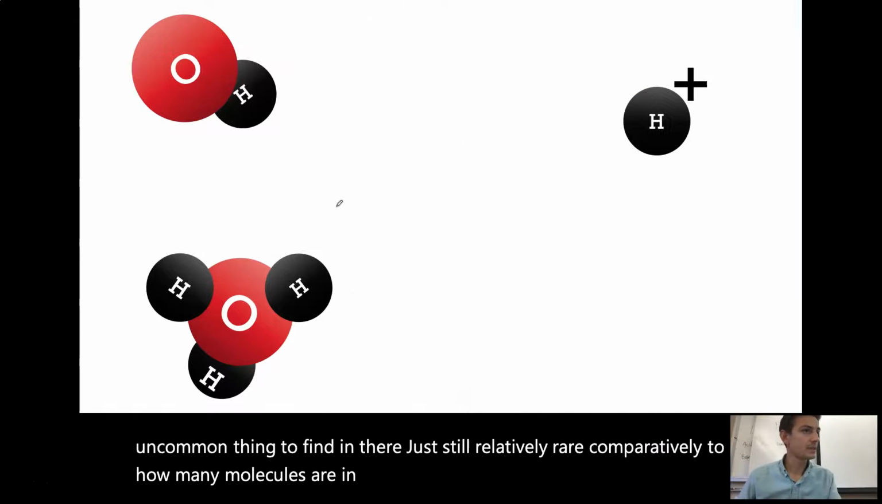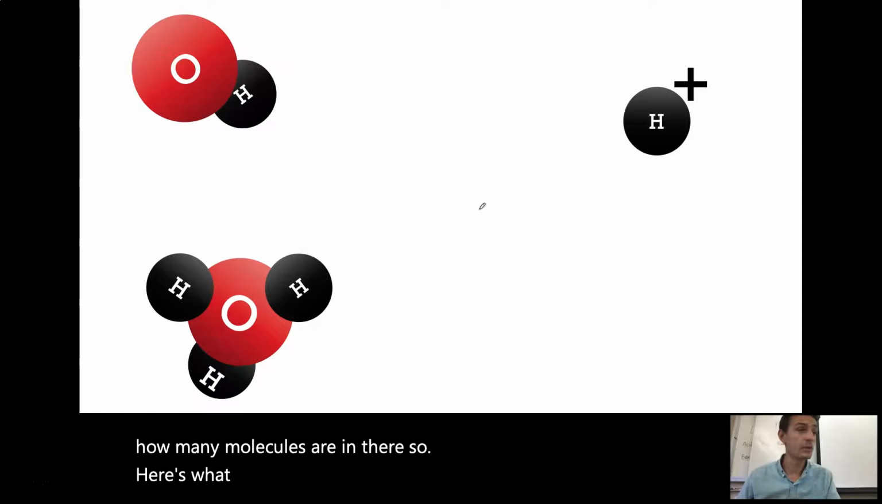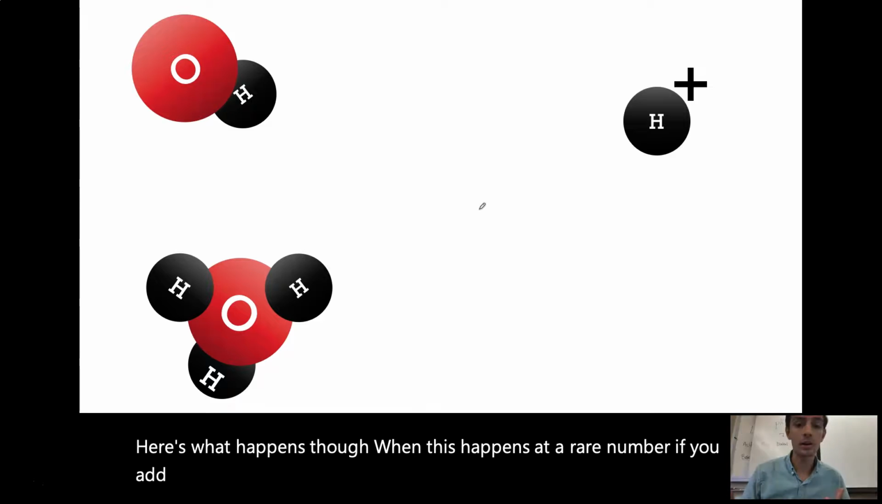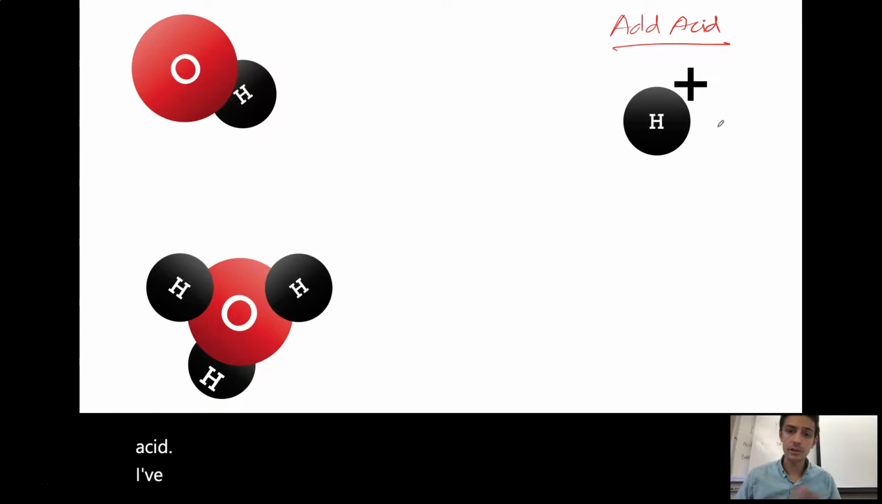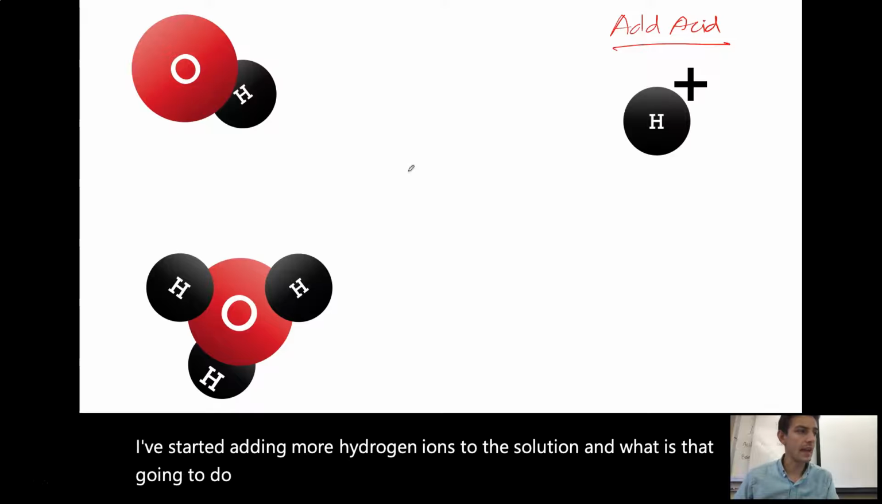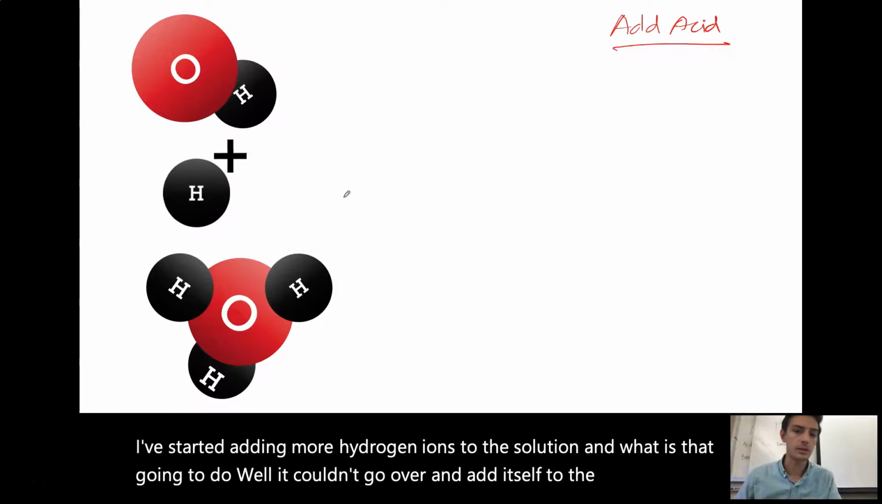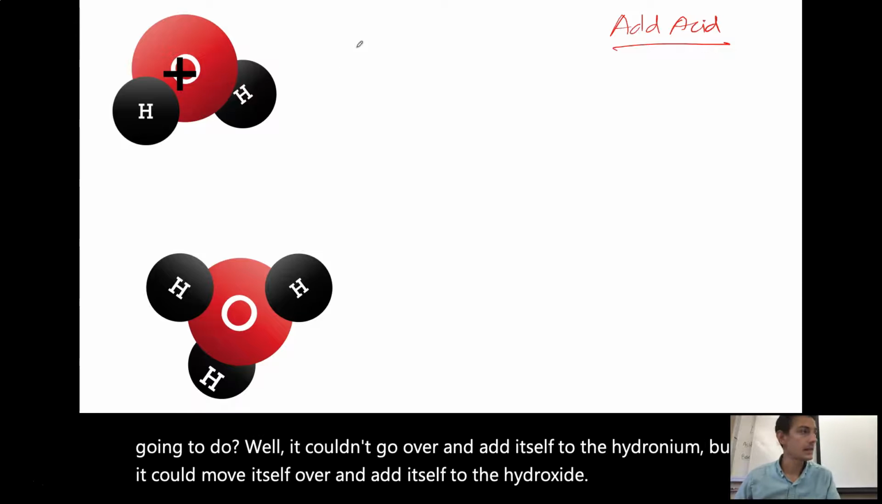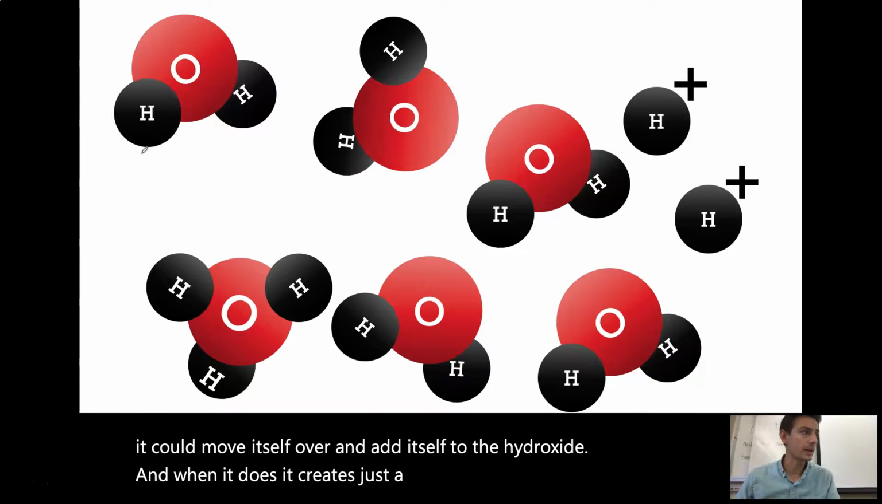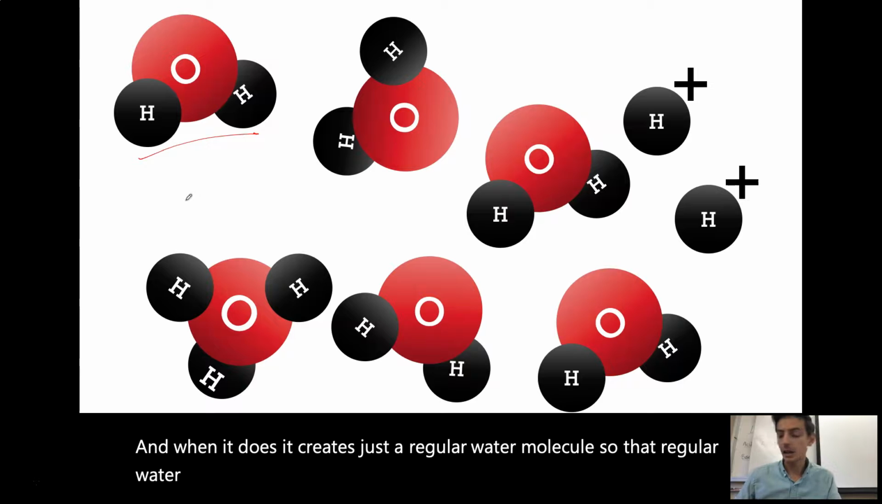So here's what happens though. Though this happens at a rare number, if you add an acid to water, I've started adding more hydrogen ions to the solution. And what is that one going to go do? Well, it couldn't go over and add itself to the hydronium, but it could move itself over and add itself to the hydroxide. And when it does this, it creates just a regular water molecule. Okay, so that regular water molecule was created by the addition of some hydrogen that came from an acid.